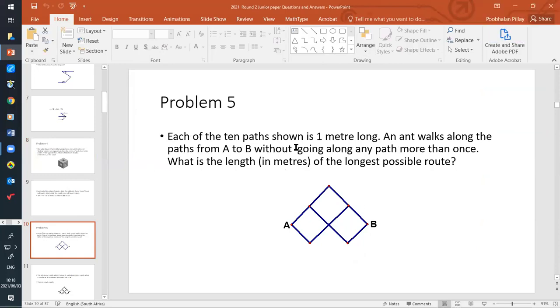It says each of the 10 parts shown is 1 meter long. Are there 10 parts? Let's see now. How do you count them? Okay, let's count this direction: 1, 2, 3, 4, 5, right? And then the other direction, there's another 5 there. Okay, so there are 10 parts. An ant walks from point A to point B without going through any path more than once. So you don't want the ant to go and return to base. It just goes through each path exactly once. The question is, what is the length of the longest possible route?